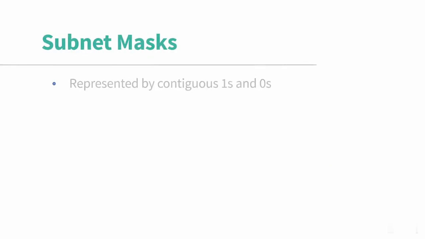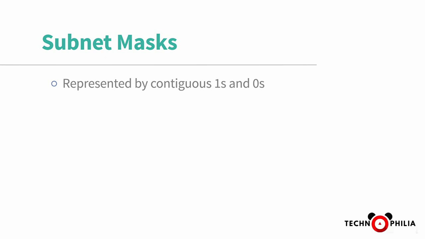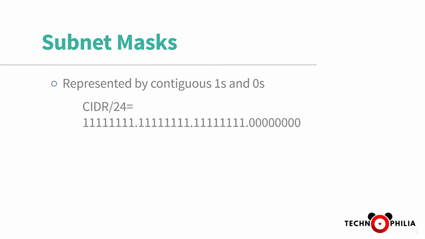Subnet masks keep our network portion of the IP address separate from our hosts. Masks are represented by contiguous ones and zeros. They're also represented by the CIDR standard. Here's an example of a 24-bit subnet mask.